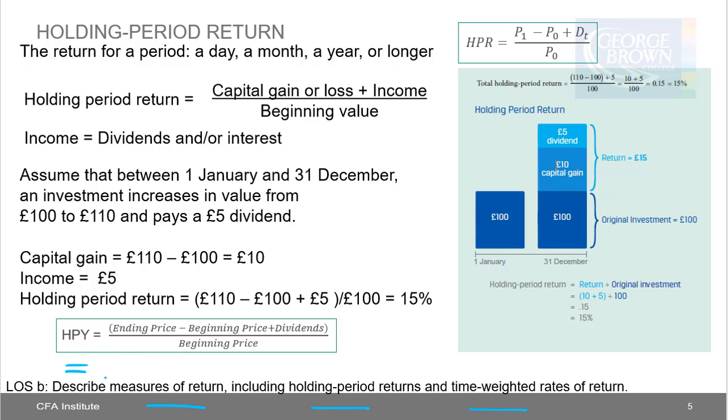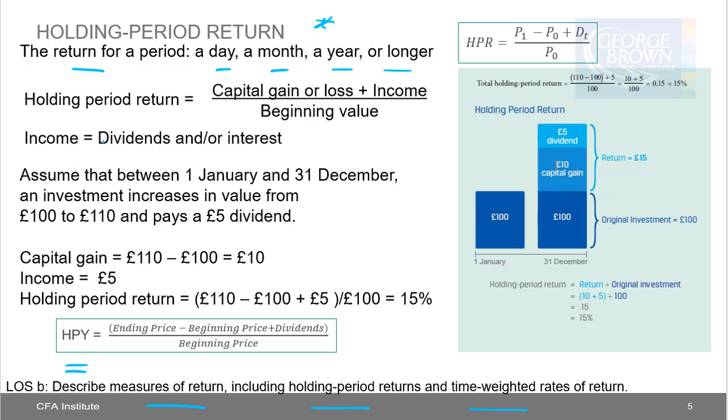And then the good news is you don't have to do any calculations on the test, which you can probably gather because there are 120 questions in 120 minutes. That's 1 minute per question. It's fairly rapid. Anyhow, so here we're getting into the holding period return, and that is a return for a period, which could be a day, a month, a year, or longer.